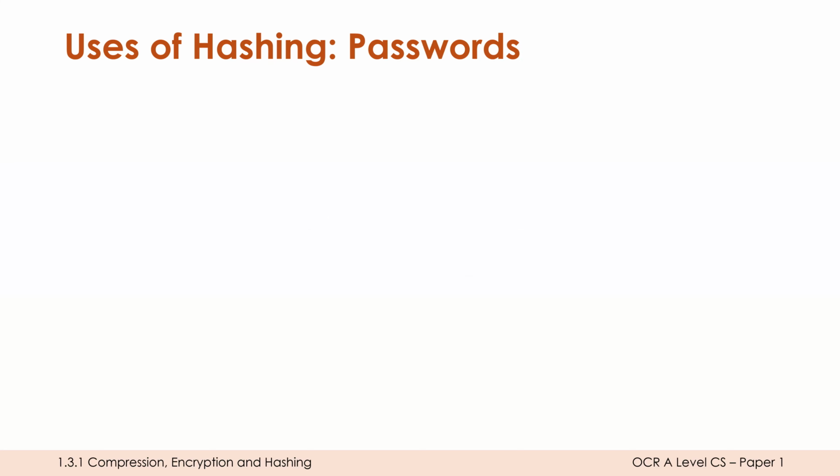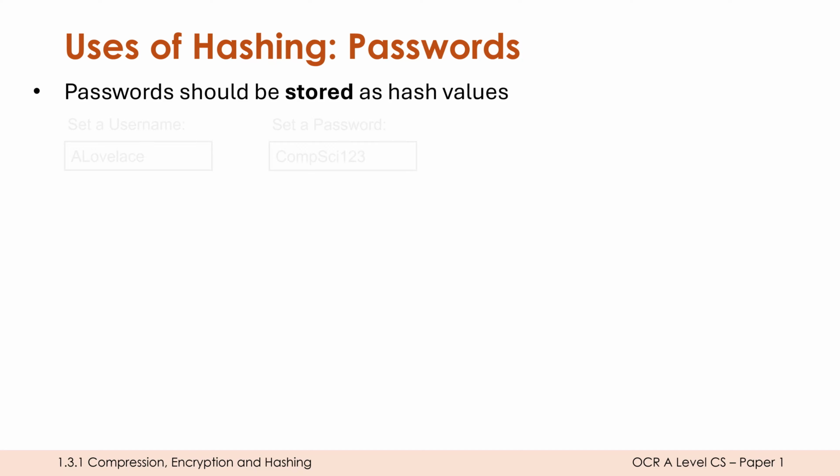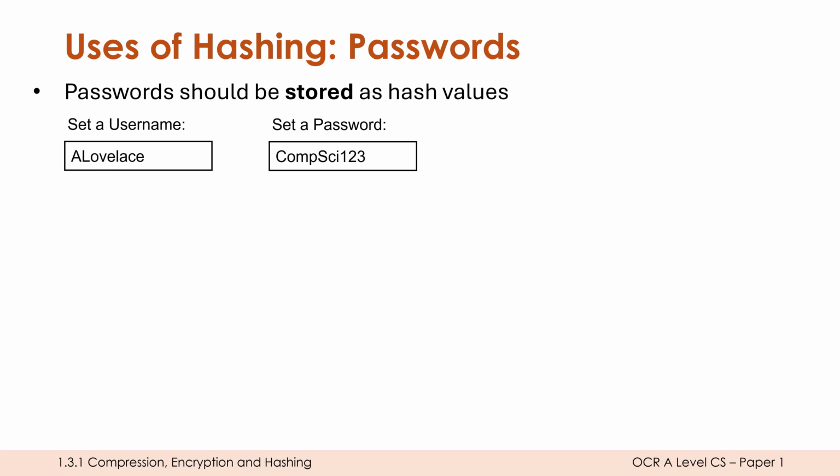The most common one, which everybody must know, is passwords. This is the go-to example of where hashing is used because it's a perfect use for it. Passwords should never be stored as the original password. If you are writing a program which takes in passwords and stores them in a file, you need to make sure they're being stored as hash values. So if I'm setting a username and a password, the username I may hash, I may not. The passwords we definitely should store as hash values.